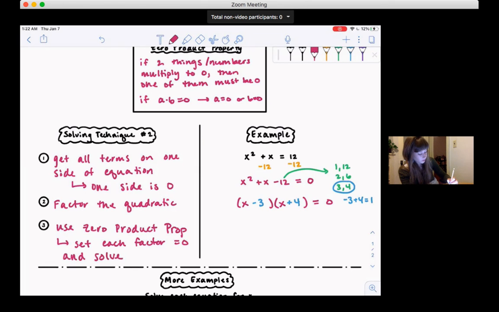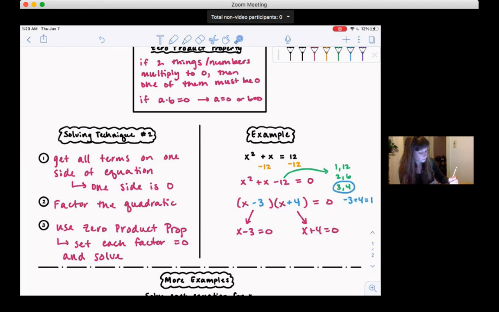Zero product property is telling me either x minus 3 equals 0. That's the first thing in our multiplication. Or the other possibility is that x plus 4 equals 0. So if we're comparing to A times B equals 0, then A equals 0 or B equals 0, think of x minus 3 as A and x plus 4 as B. So either A equals 0 or B equals 0, because when you multiply them together, you get 0. So one of them has to be 0.